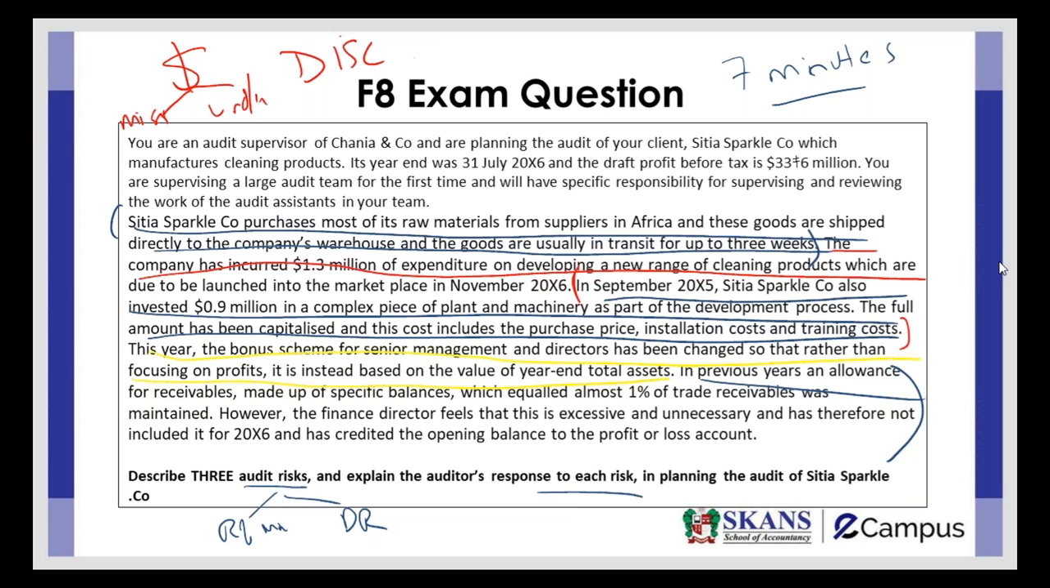Nikki, no. Either the provision is understated or the receivables are overstated. Be very careful about your accounting, guys. If you're messing up your basic accounting in your answers, you will not get through the F8 exam. So if the provision is missing, that means your liability is understated or assets are overstated. What's the response, guys?